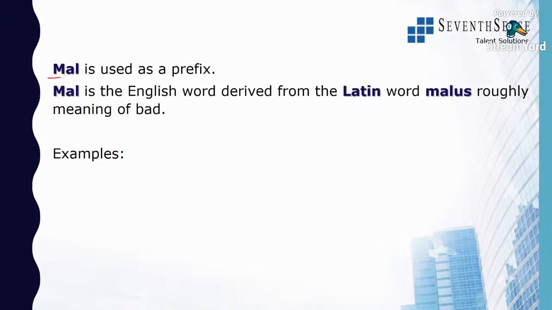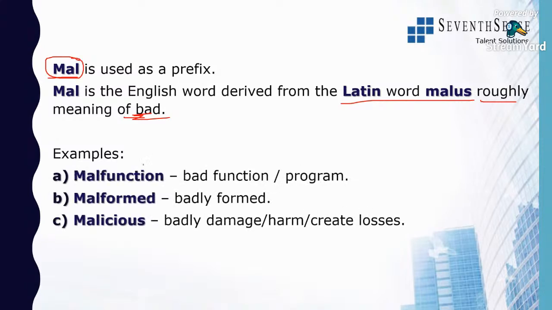See one more prefix. The prefix mal is derived from the Latin word malus, which roughly means bad. You have heard of malfunction, malform, malnutrition. Malnutrition is bad nutrition. Malfunction is a bad function, bad program, bad arrangement. Function is like an arrangement or program, a schedule. Malform is something badly formed.